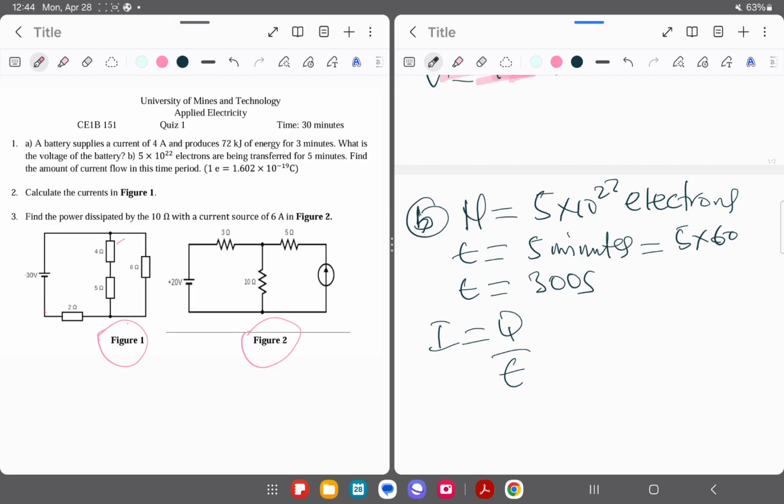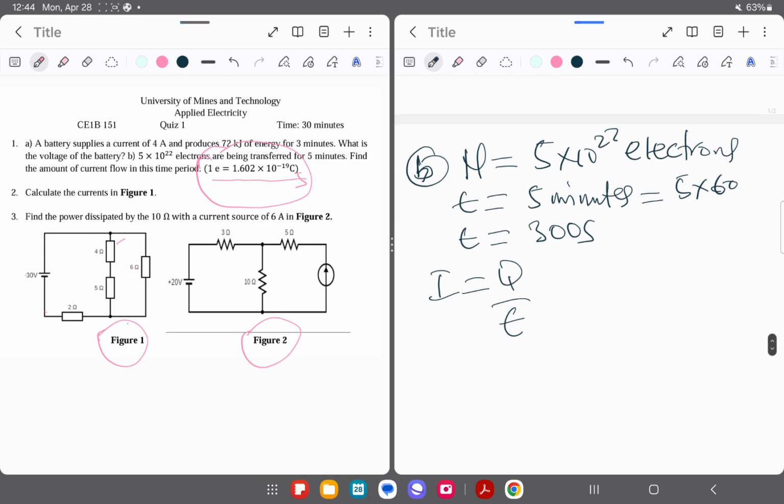And to find the charge, if we look at the end of question 1b, you can see that 1 electron gives us 1.60 times 10 to the power minus 19 coulomb of charge, which is the magnitude of the charge, right? So now, if 1 electron gives us 1.60 times 10 to the power minus 19 coulomb of charge, what if we have 5 times 10 to the power 22 electrons? How much magnitude of charge is going to be transferred?